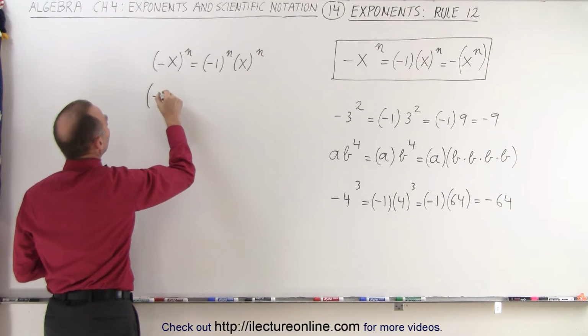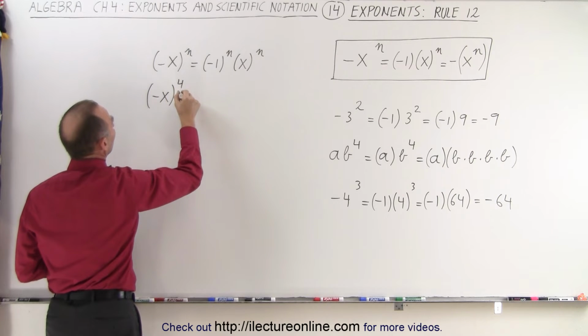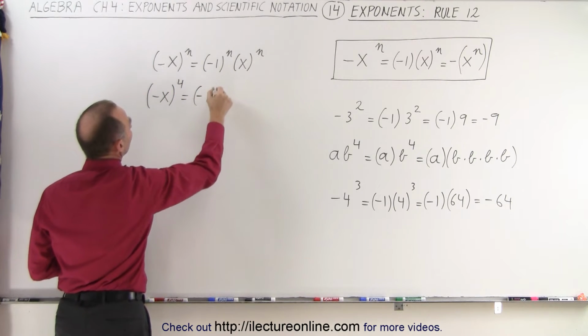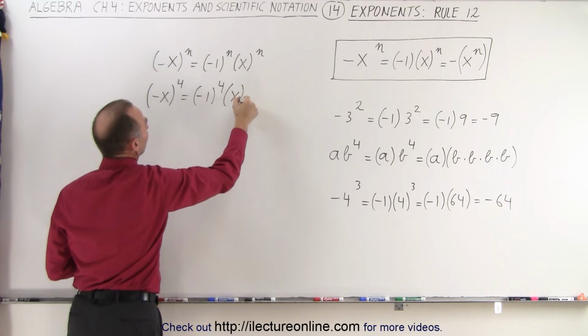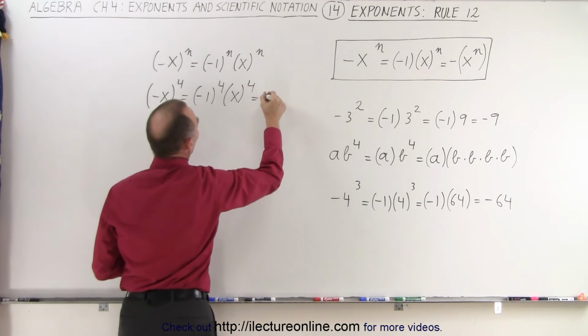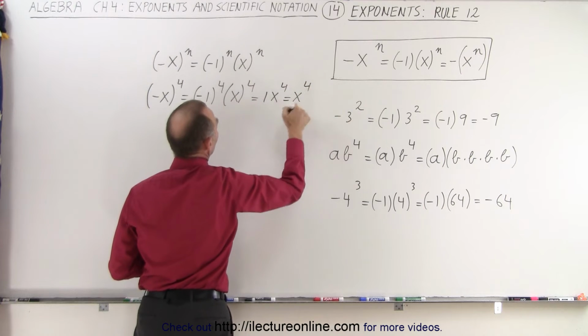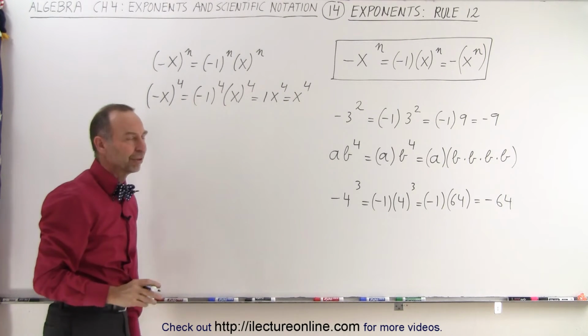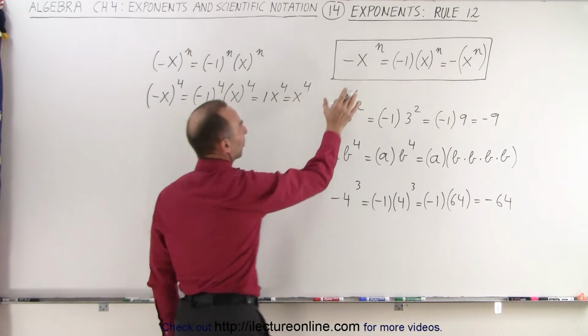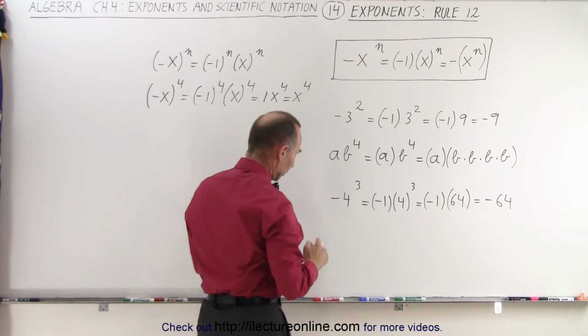So we can write (-x) raised to the 4th power, which is equal to (-1) raised to the 4th power times x raised to the 4th power, which is 1 times x to the 4th power, which is simply x to the 4th power, and the negative sign drops off. But notice, if we don't have parentheses, the negative is not included.